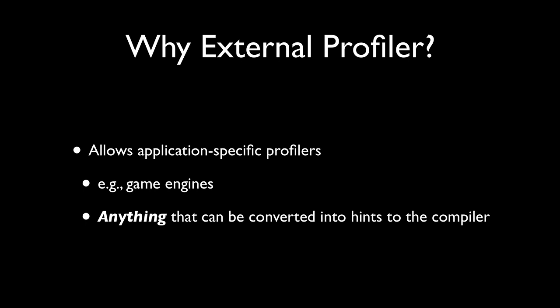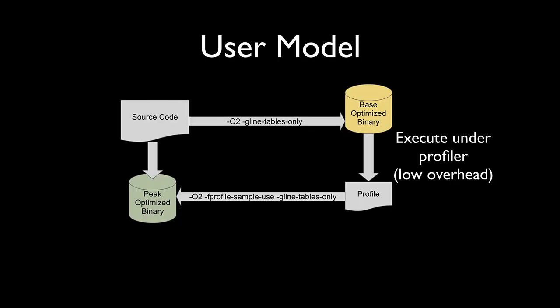It also allows you to use any kind of profiling. It does not depend on the compiler. If you have a game engine and your game engine has a profiling component that gives you data that you can use in the optimizers, anything. It doesn't matter what it is. It could be value profiling. It could be samples from your game that are very specific to your application. Anything you can convert back into hints for the optimizer can be used. So the user model is greatly simplified.